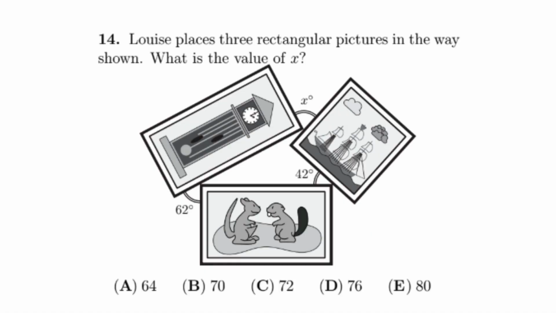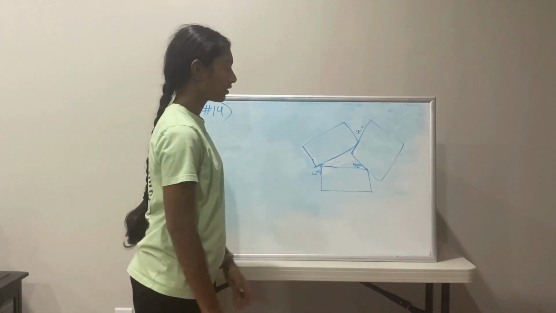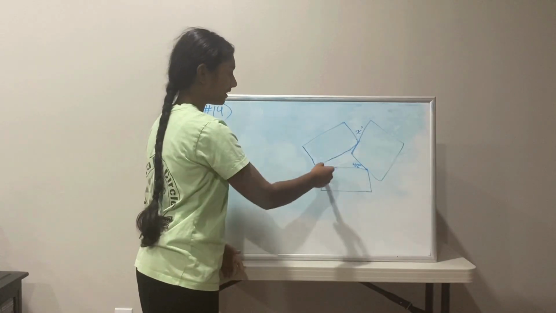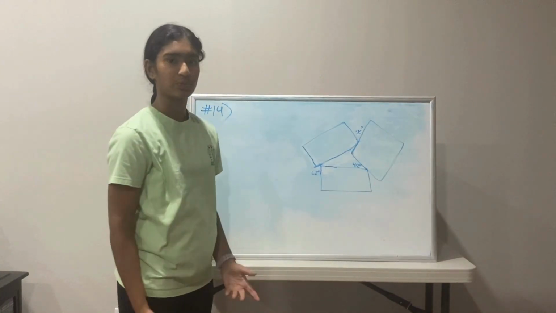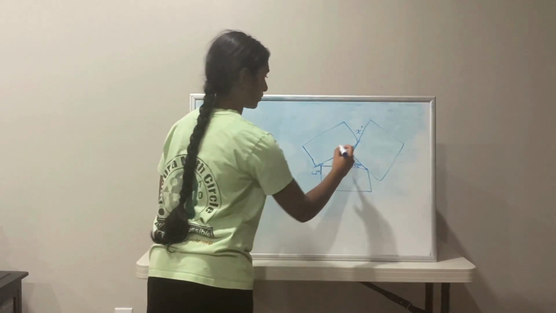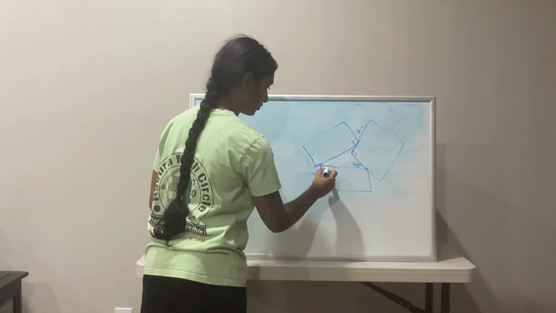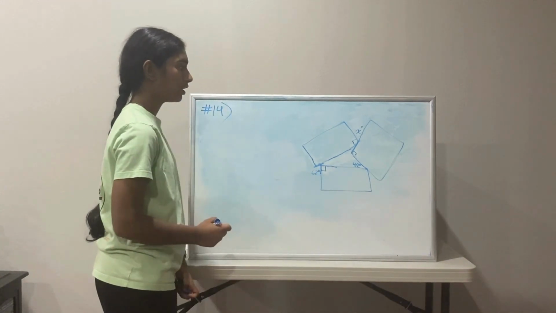Number 14. Luis places 3 rectangular pictures in the way shown. What is the value of x? So in order to solve for x, the first thing we need to do is acknowledge that this is a quadrilateral, even if it's a rather weirdly shaped one. And let's also acknowledge the right angles from the rectangles. So this is a right angle, this is a right angle, and this is a right angle.